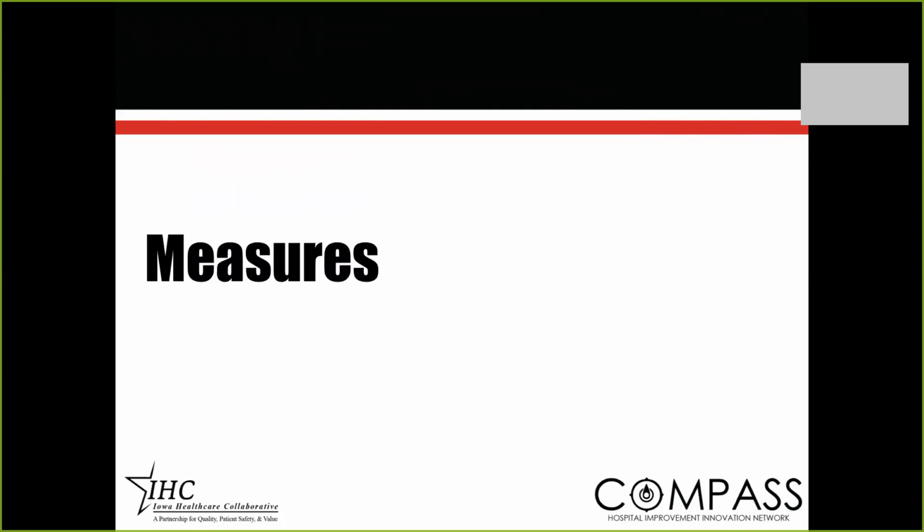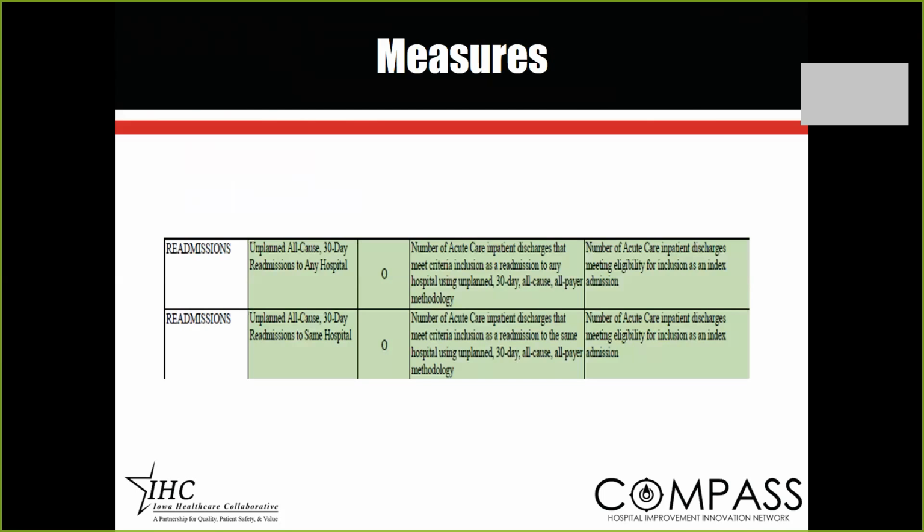So we do have two outcome measures for 30-day readmissions in the Compass HEN. Those two measures are unplanned, all-cause 30-day readmissions to any hospital and unplanned, all-cause 30-day readmissions to same hospital or your hospital. The measure numerator and denominator descriptions are listed there on the screen. This is an excerpt from the full HEN measure set, which can be found on Hennovation.